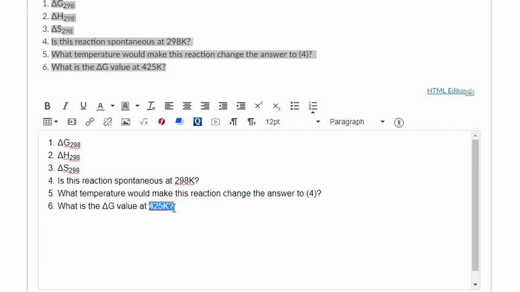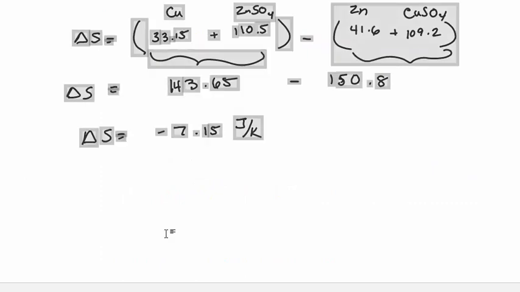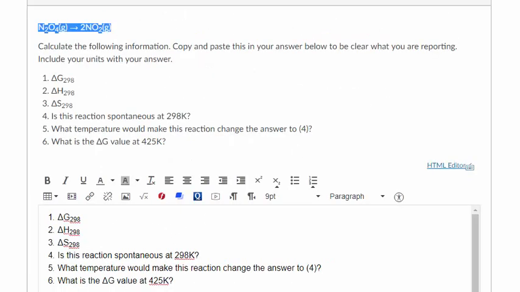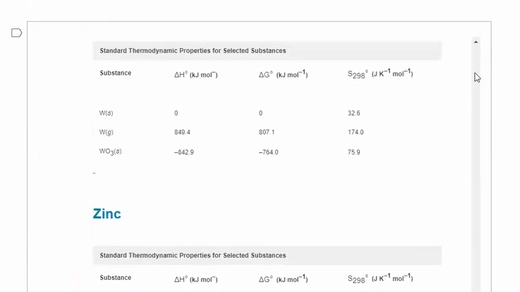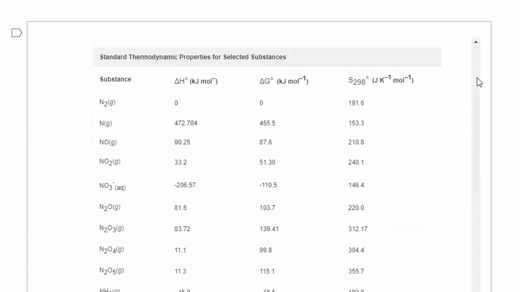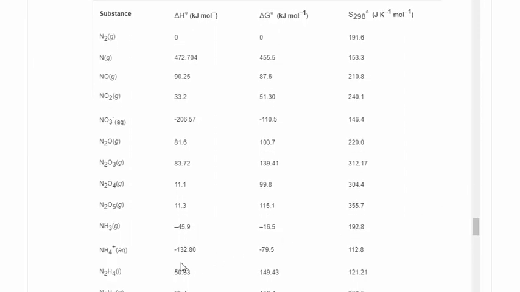Well, in order to find these values at 298, what I'm going to do is look at my table of values. So I need my reaction, my NO2 and my N2O4. So now I'm looking at nitrogen. I'm going to go to my table and just copy those values down real quick because that's going to make this faster for me. So I need N2O4 and it's a gas located right here.